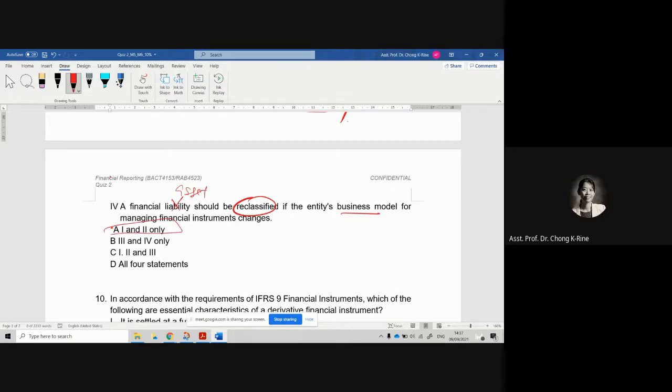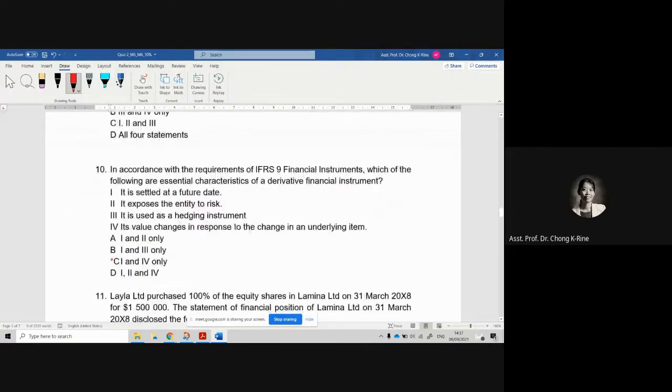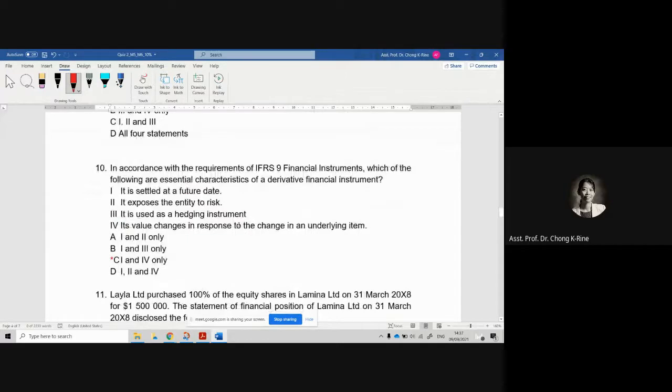So let's look at question number 10. Which one is the essential characteristic of a derivative financial instrument? Oh, I think this one everybody got correct, is it? Let me see.